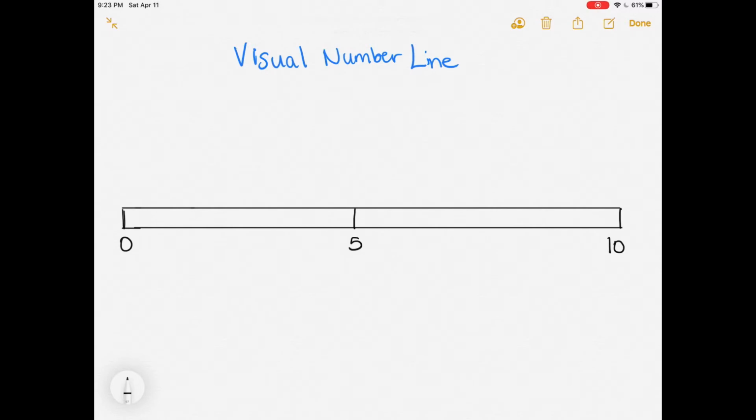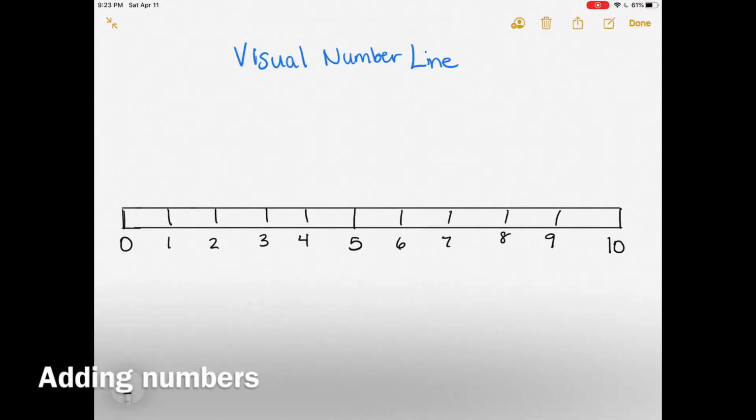We can say that there are 1, 2, 3, 4 tick marks in between the 0 and the 5, labeling 1, 2, 3, and 4, all supposedly equal, even though I did not actually measure them. Okay, so we have our number line 0 to 10. If I asked you what was 5 plus 3, you can think about starting at 5 and going 1, 2, 3, and knowing that our answer is 8.